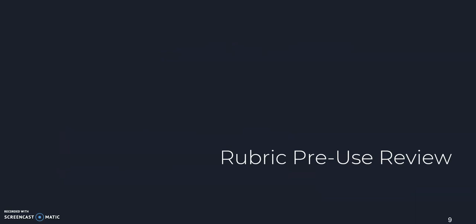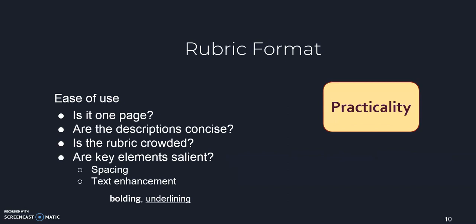So even before we use it, after it's created, we should review it. So just look at the format in addition to the numbers of categories and levels of performance. Just think about how the rubric looks. Is it easy to use? Is it all on one page? I find it very difficult to use a rubric that I have to flip the pages. I like it to be just on one page.